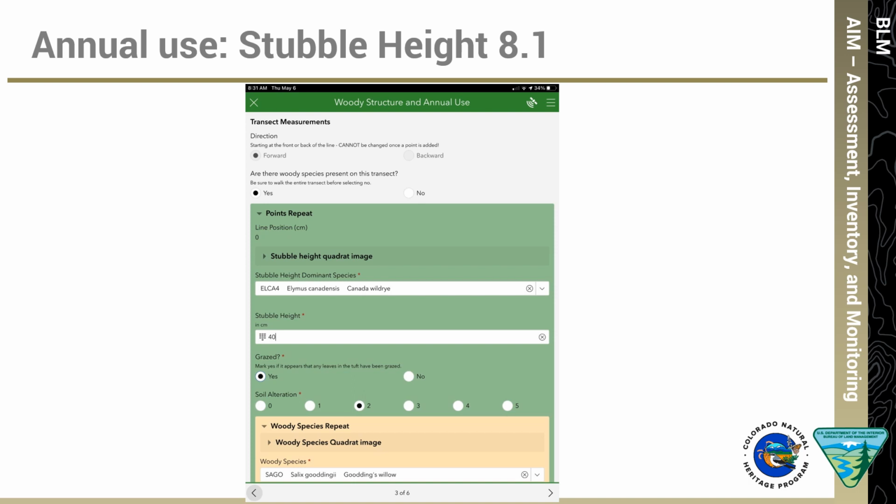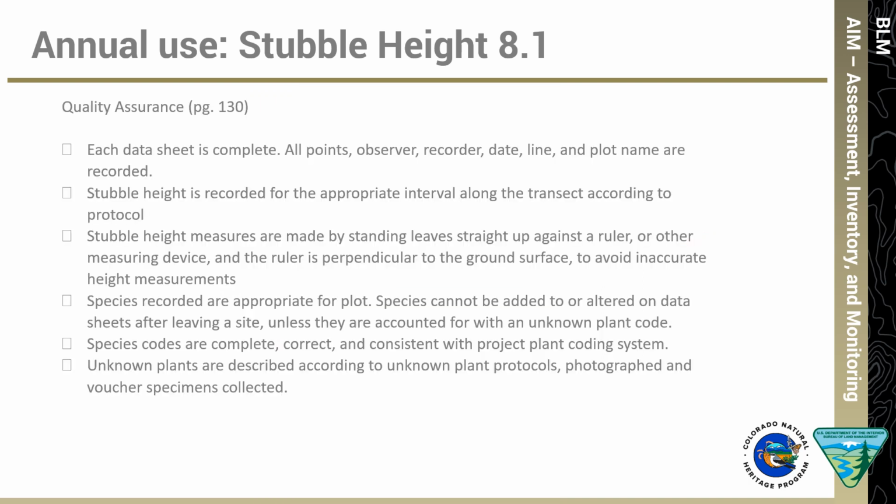Here's an example of what the electronic data form in Survey123 looks like for stubble height, showing information for a tuft grab of Elymus canadensis, a stubble leaf height of 40 centimeters, and yes, it is grazed. There are several measures you can take to ensure quality data collection. These quality assurance steps for stubble height are also listed in the protocol at the end of section 8.1. Please review these steps during and after each sample event.